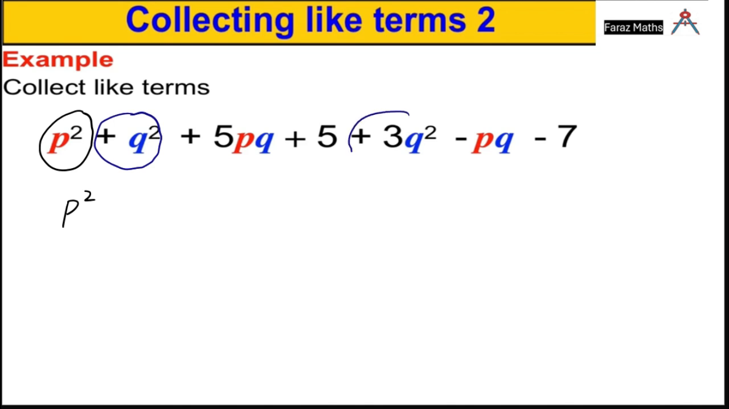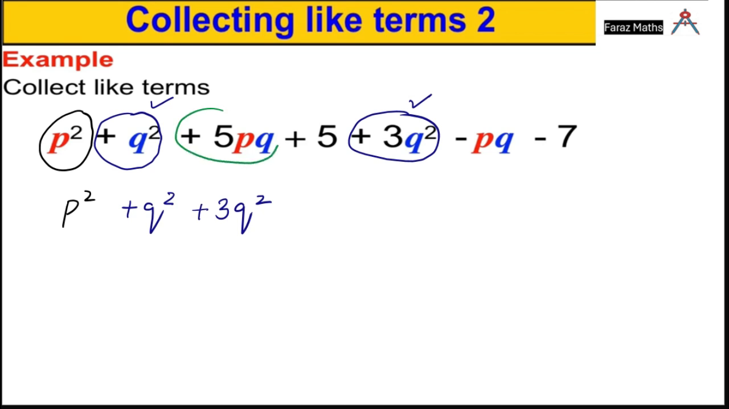Another Q square term is this one. That's another Q square term. So now we have two Q square terms in our expression. So we'll write plus Q square. Don't forget to mention the sign. If it is plus, you have to write plus. If it is minus, you have to write minus. And plus 3Q square.